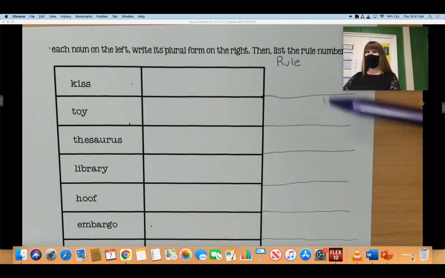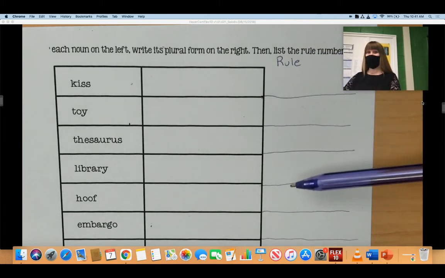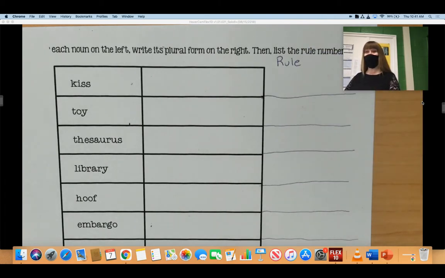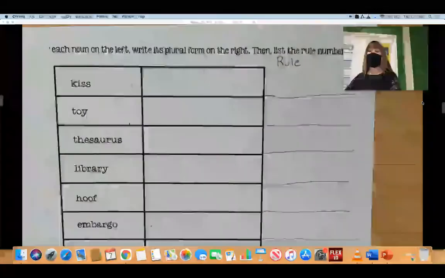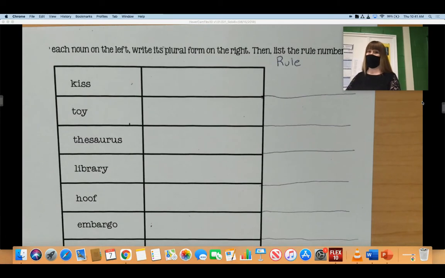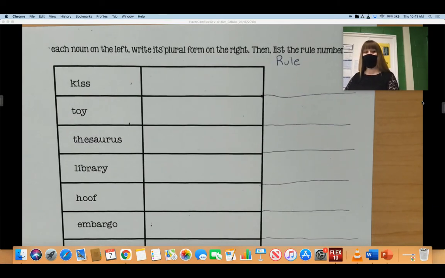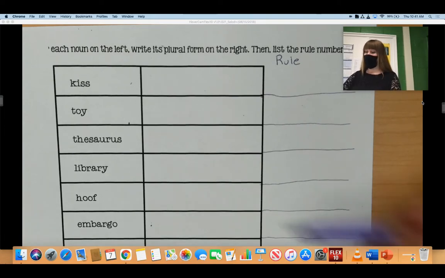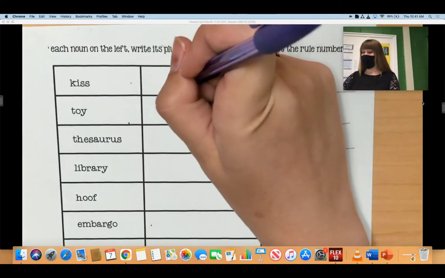So once you have rule and your boxes written down to the side, we're going to look at the rules from yesterday as well as the words that we are using on this page to determine what we do to make them plural. So the first word we have is kiss. Now to make kiss plural, we should write kisses, which is add es since the word ends in s. And that is rule number 1.